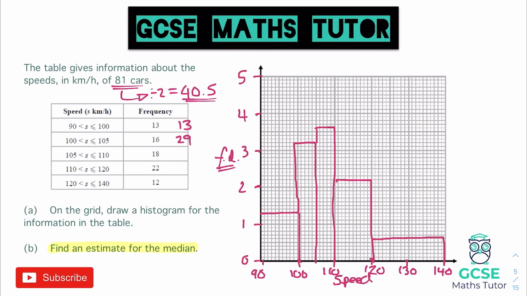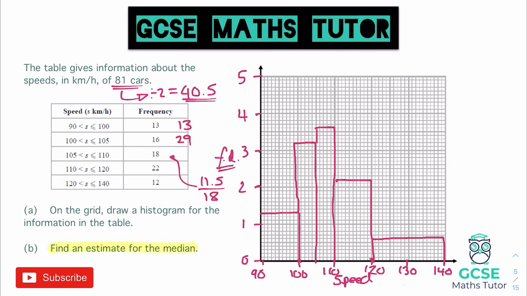So how far do I have to go into this class to get to the 40.5th? Well, to get to 40.5 from 29, you could just do on your calculator 40.5 take away 29, and that gives me 11.5. So to get to the median car, the one in the middle, I'm going to go a fraction into that bar. Specifically, the fraction that I'm going to go is 11.5 out of 18. So that's the fraction of the bar that I'm going to look at.